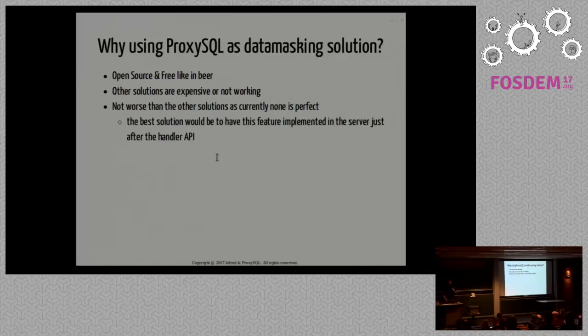So the best solution, if you really want to have data masking, would be to integrate this inside of the server, for example, just after the handler API. So when the storage engine gets the data, you modify the data there before exposing it to the client. But I think this is a lot of work, and currently it's not in our roadmap to do so. Maybe in the future.